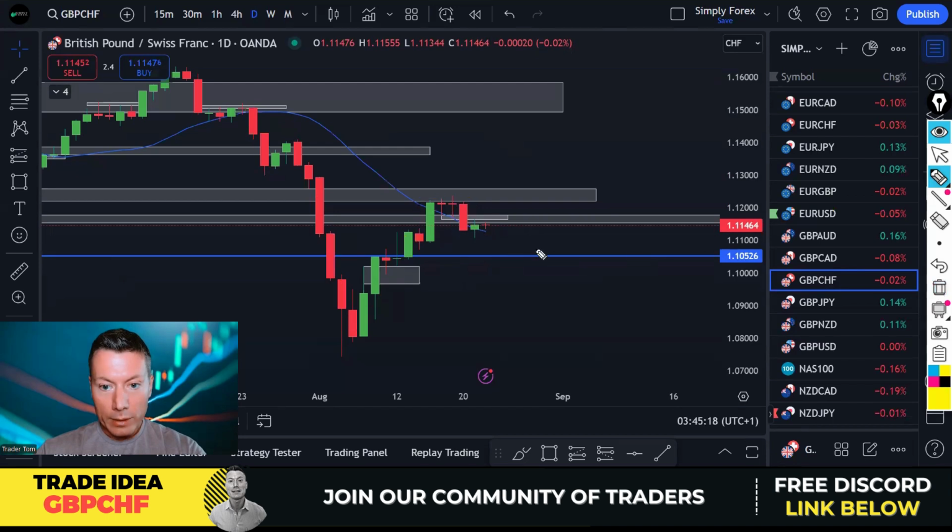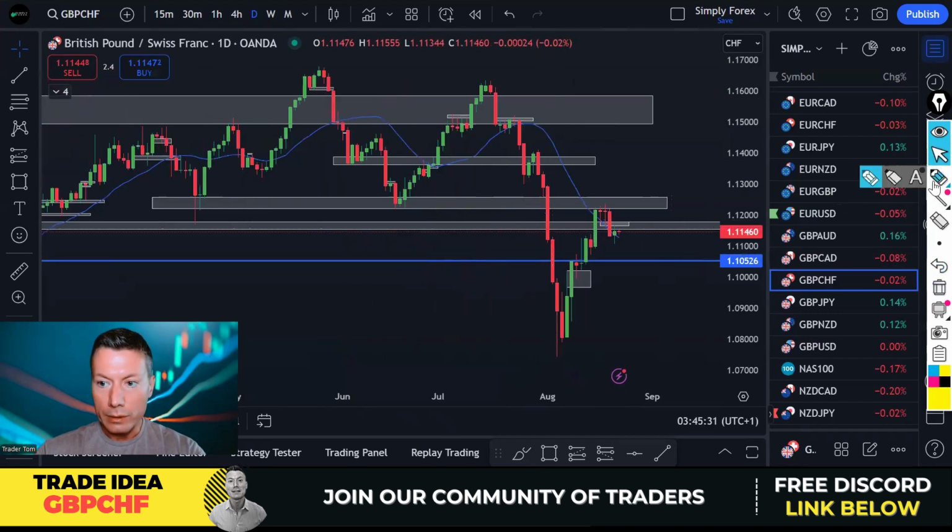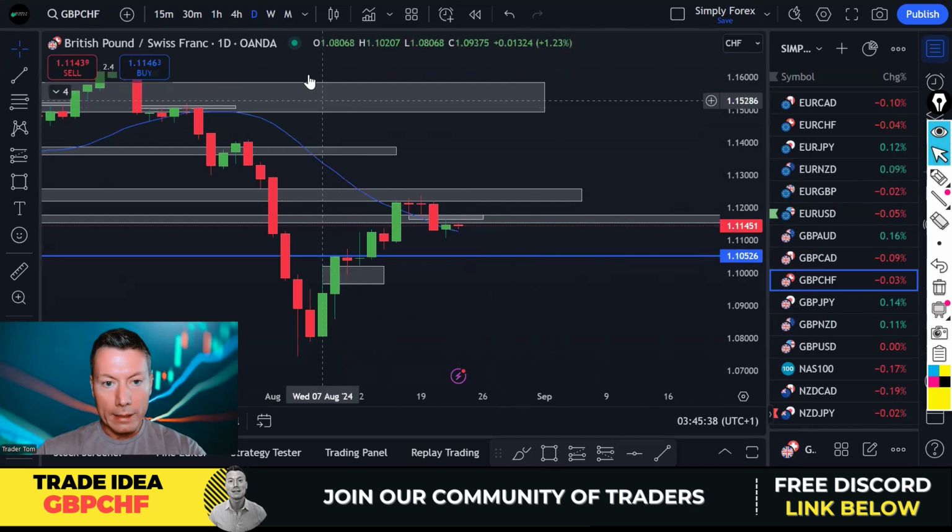Now, yesterday's candle, similar to Canadian dollar Swiss franc, it's just a bit of a doji. So this still tells me sellers are in control, right? And the idea is to take price lower. And if we zoom out, guys, you can see why this level is a nice level. Okay, so that's the trade.